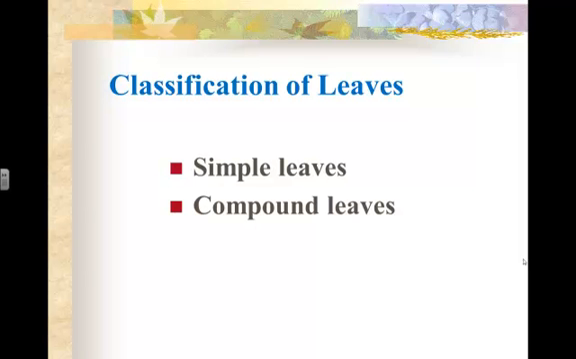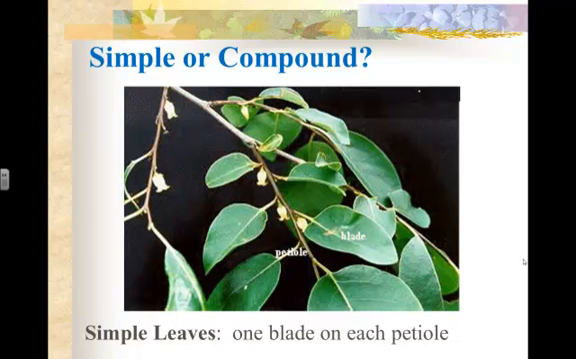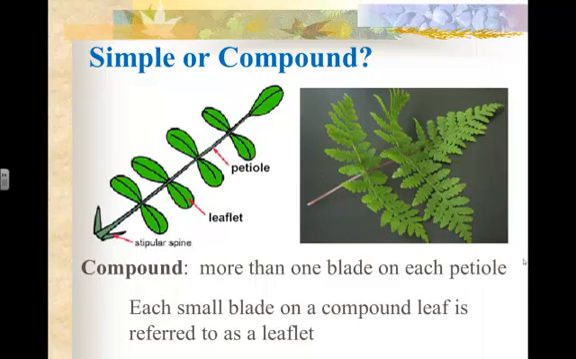Now, leaves are classified as being either simple or compound. A simple leaf is what you're going to find on most of your trees. There's one blade on each petiole, and you can see the petiole labeled, and you can see the blade labeled. If it's a compound, it's actually going to have several blades on a petiole, not just one. This is the common leaf, the frond on a fern. So each of those little tiny small blades on the compound is a leaflet, not a leaf. And it has a quite long petiole.